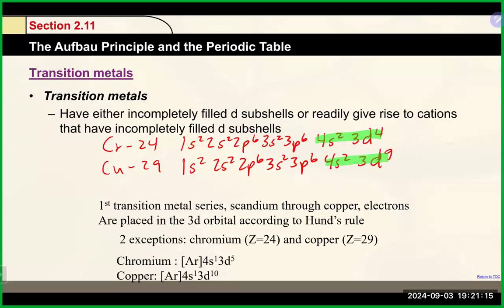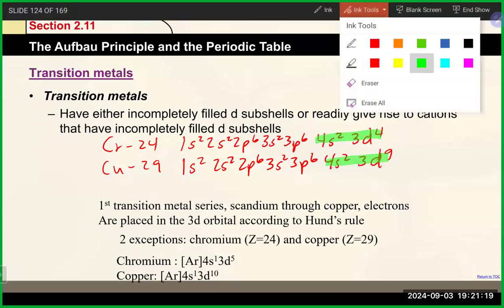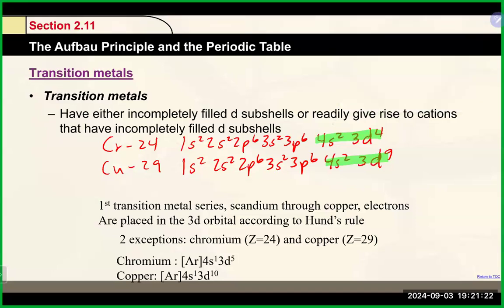And it's been found experimentally that actually copper and chromium are more stable with 1 extra electron up in the d orbital and 1 less electron in the s orbital. By the way, up through here on the configuration, that is 18. That is argon, as we talked about, yeah?